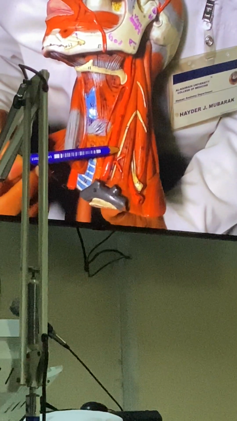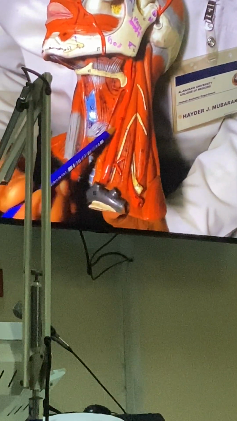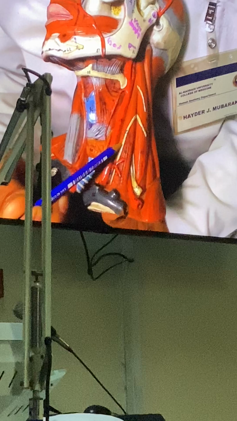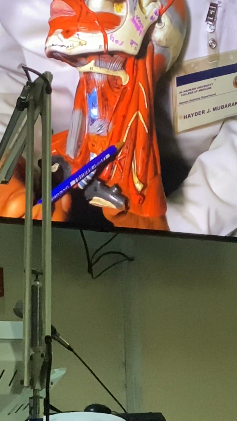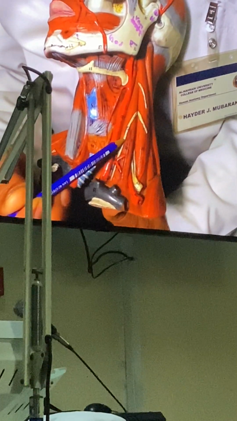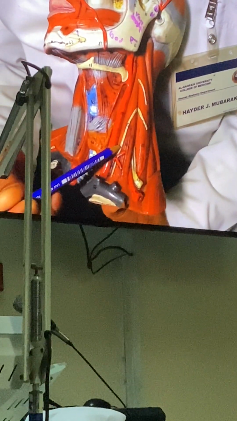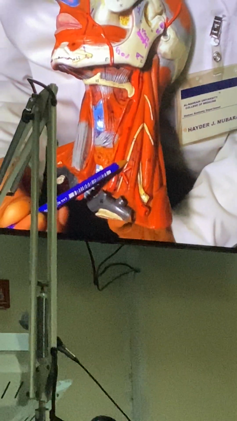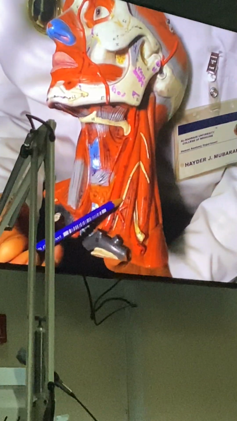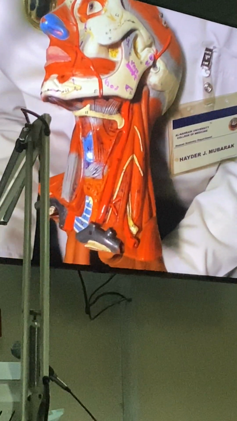But maybe someone will see that this is the common carotid and this is the nerve adjacent to it, and he will say this is the vagus nerve. No, this is the phrenic nerve. It is a branch from the cervical plexus. It is the most important branch in the cervical plexus because it is the nerve supply to the diaphragm.